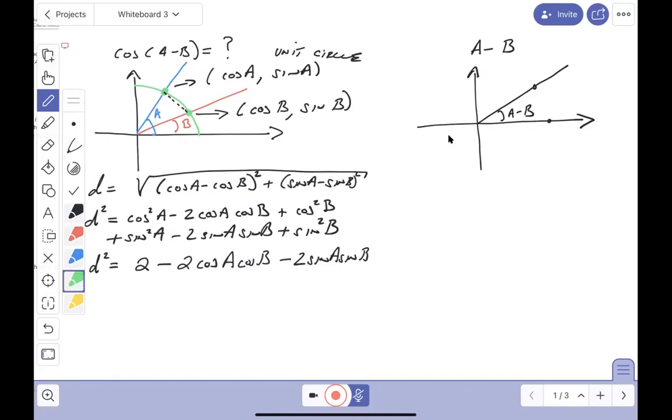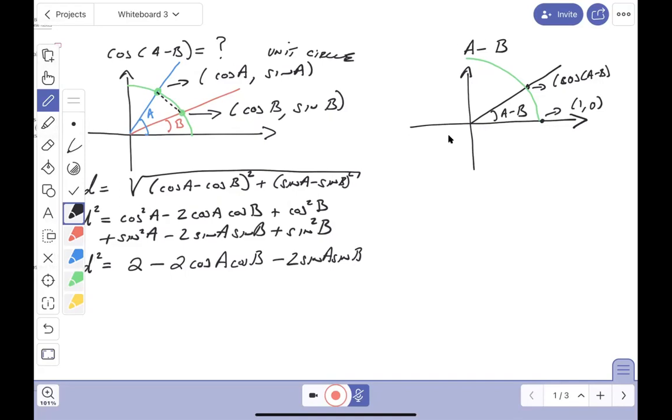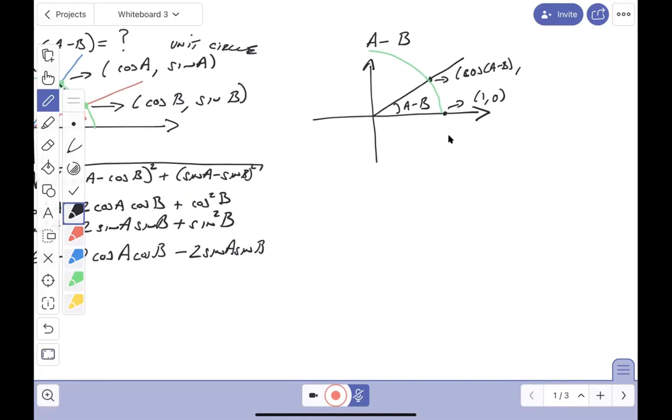All right, we still have our circle. Our circle looks like this. All right, let's write the points down now, one at a time. What's this point over here? If it's a unit circle, it would be 1, 0. What's this point over here? Well, it's really not that bad. It's cosine A minus B, comma, sine A minus B.